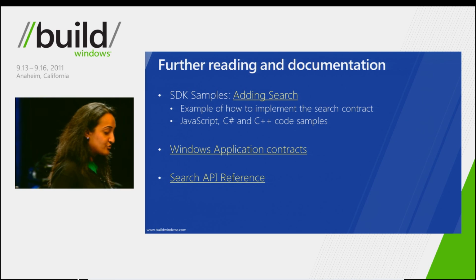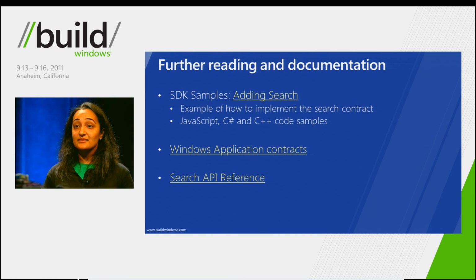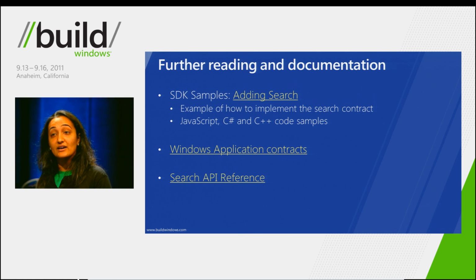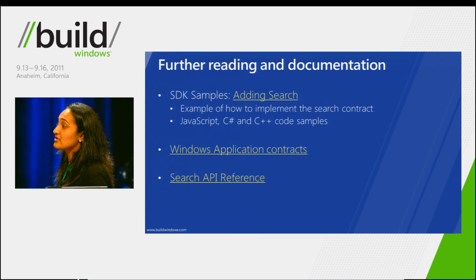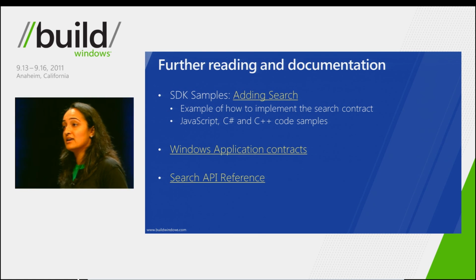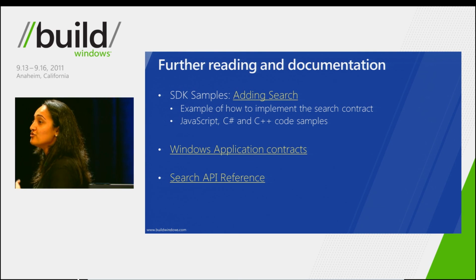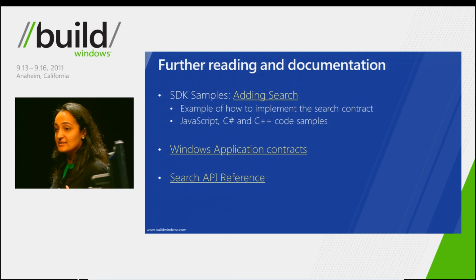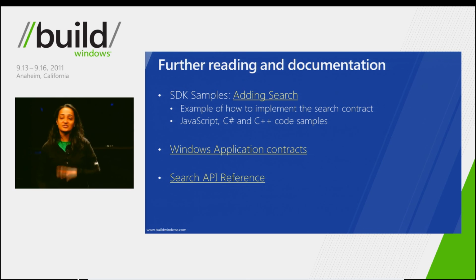So I walked you through some code samples today. I'm not going to be sharing that out, but the very same snippets are easily available using our SDK samples called Adding Search. And we provided samples in JavaScript, C#, and C++. There's a great article called Windows Application Contracts that gives you the overview of the charms and the contracts in the system. So please go take a read of that. And finally, there's the Search API reference, which is the complete set of APIs we offer.